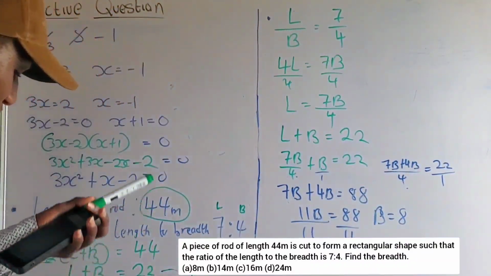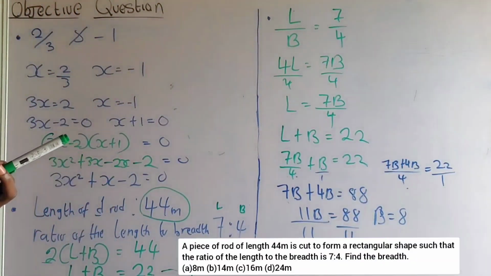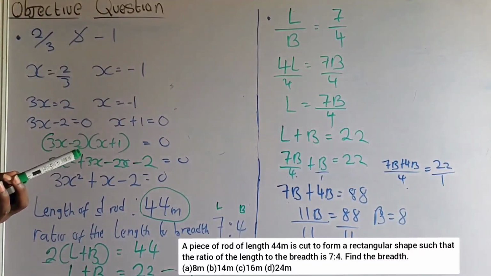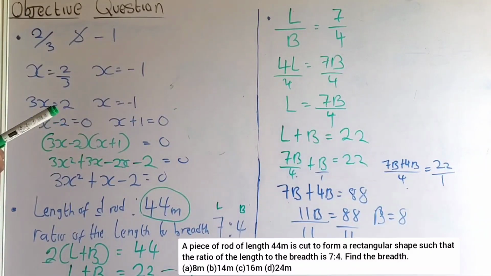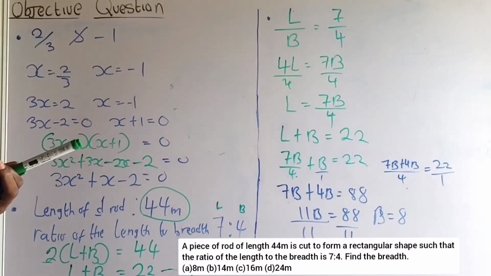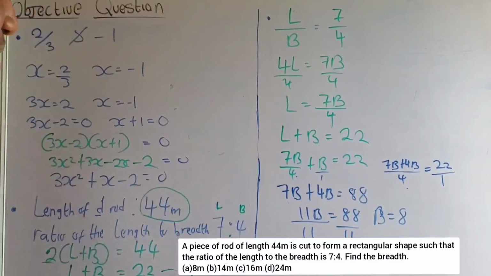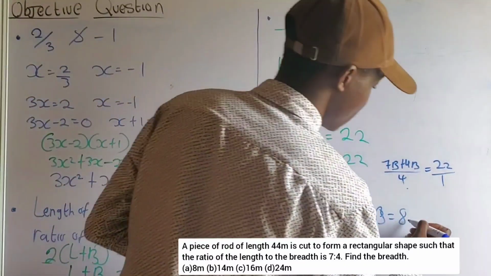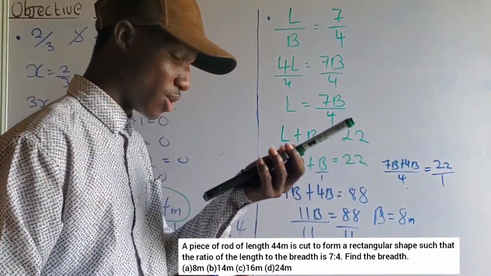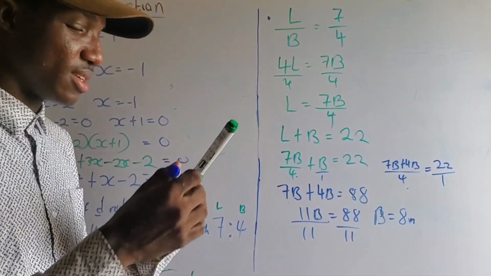So now, because the length is in meters, the value of B is 8 meter. Let us look at the correct option. Option A is 8 meter, option B 14 meter, option C 16 meter, option D we have 24 meter. The right option to that question is 8 meter. That is option A. Do you understand? Okay.